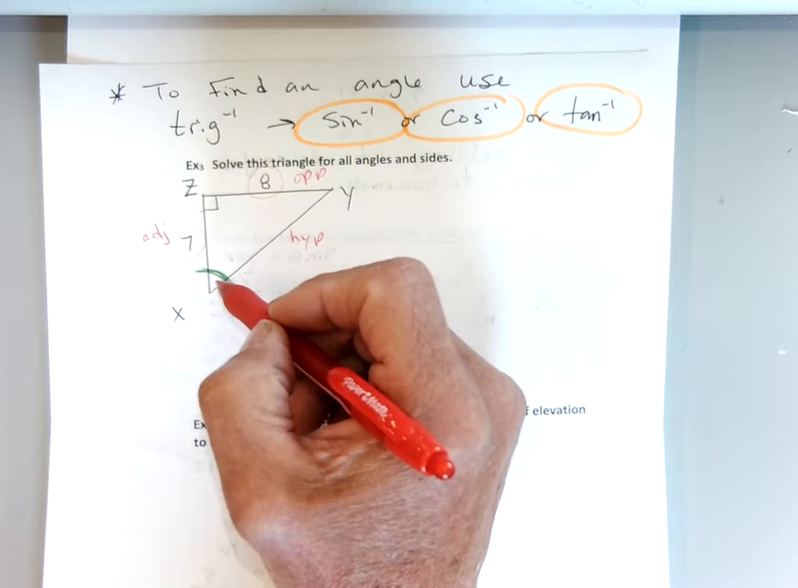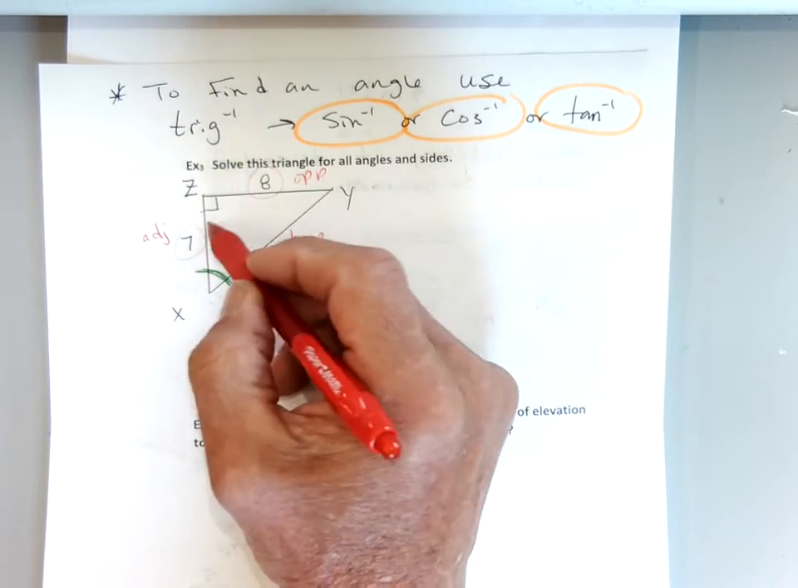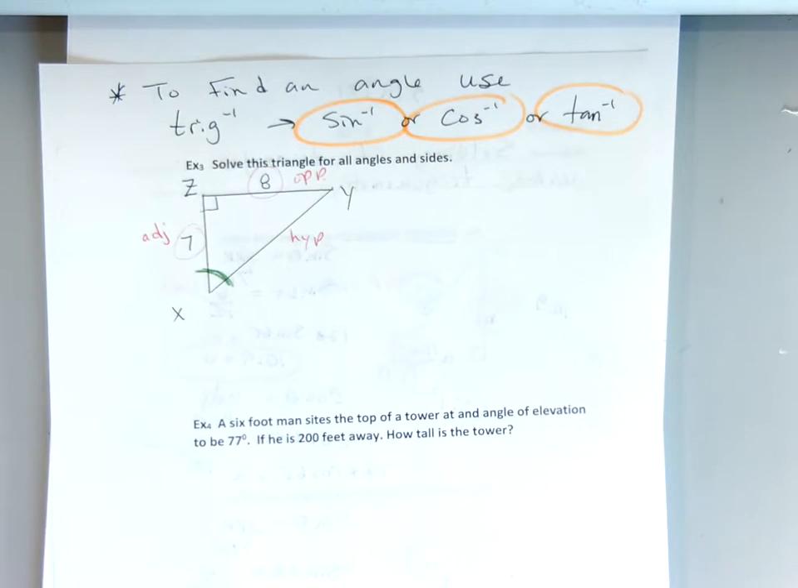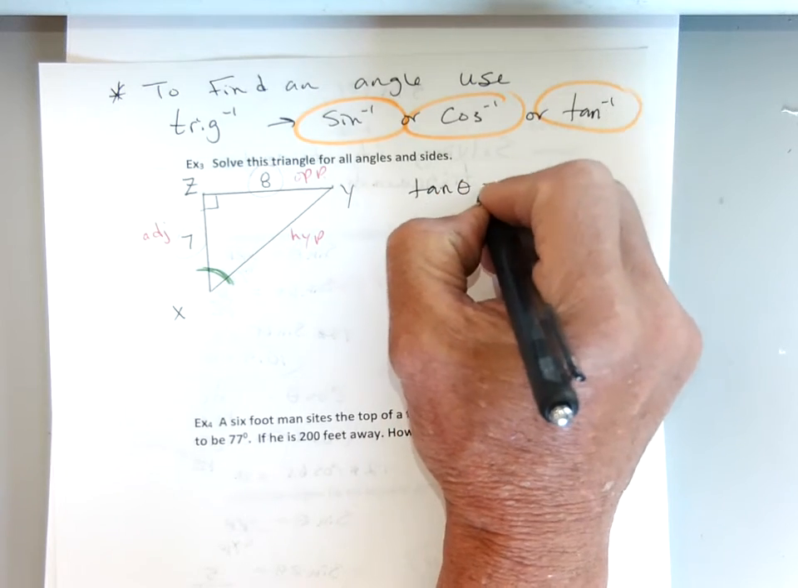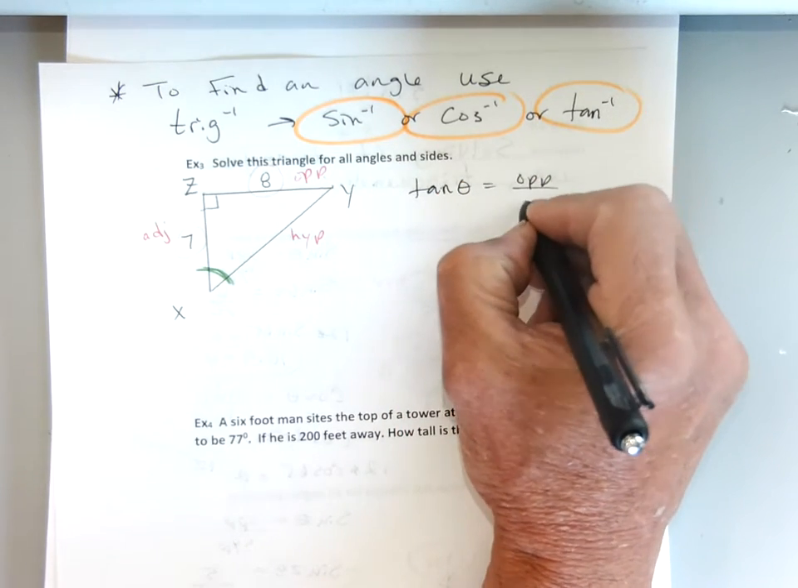So what I have is my opposite and my adjacent. If I have my opposite and adjacent, look up on the board, which one should I use? Opposite adjacent, opposite adjacent. Which one is it? You guys agree with tangent? So it should be tangent of theta equals the opposite over the adjacent.